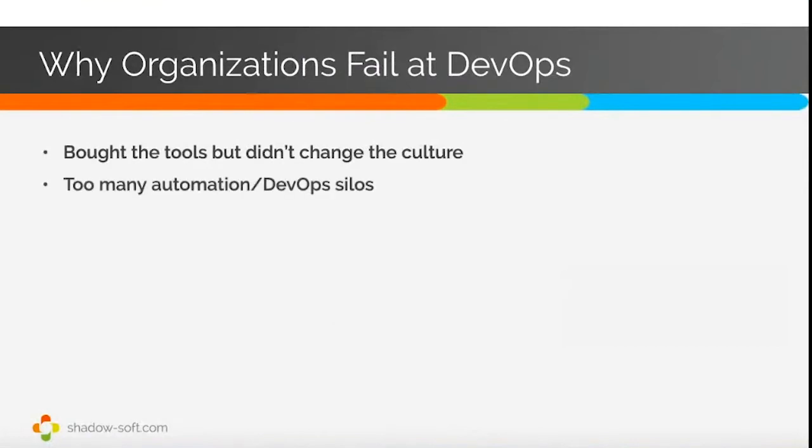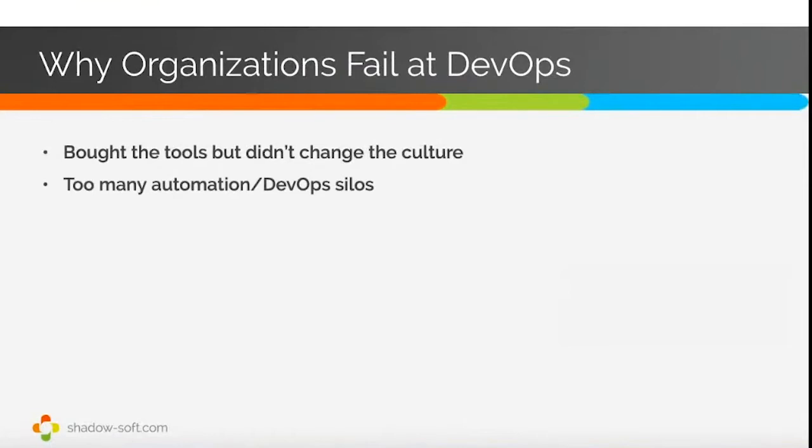Another problem that I've seen with organizations, and why they fail, is they've got too many automation and DevOps silos. Large organizations might have multiple software development arms, and they might be doing DevOps differently. My DevOps model might be different than my neighbor's DevOps model in a different division, and there's not going to be that efficiency that's gained by doing things in the same manner.